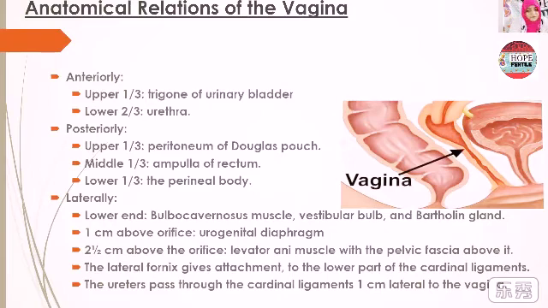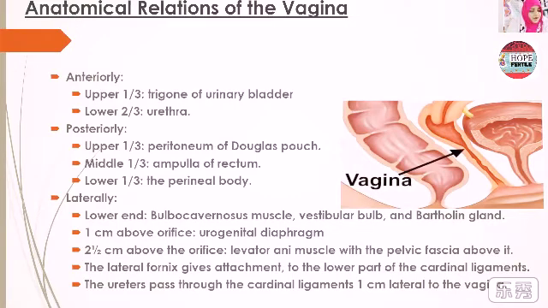Anatomical relations of the vagina. Anteriorly, the upper 1/3 is related to the trigone of the urinary bladder. Then the lower 2/3, the urethra. Posteriorly, the upper 1/3, peritoneum of the pouch of Douglas. Middle 1/3, ampulla of the rectum. Lower 1/3, the perineal body. Laterally, the lower end is related to the bulbocavernosus muscle, vestibular bulb, and Bartholin gland.